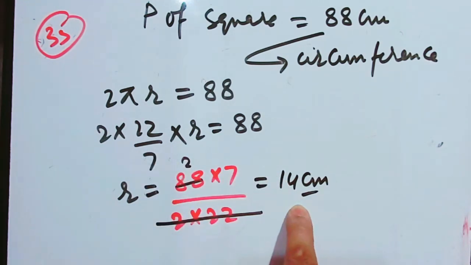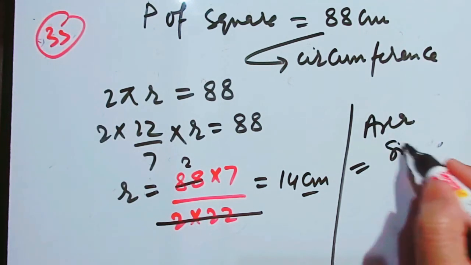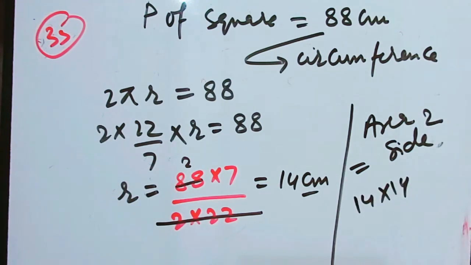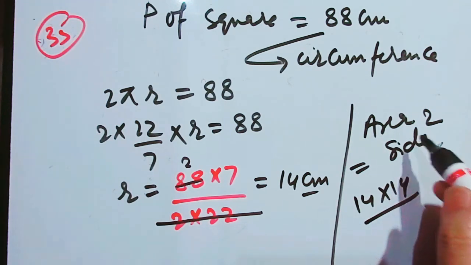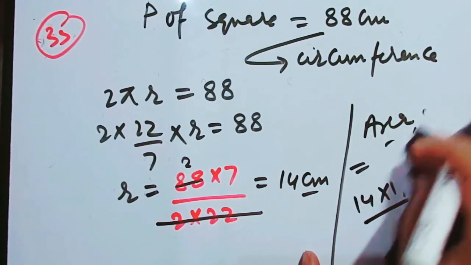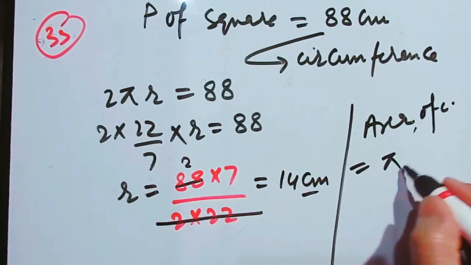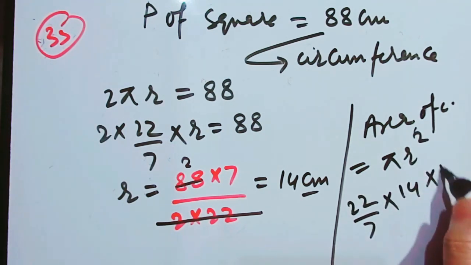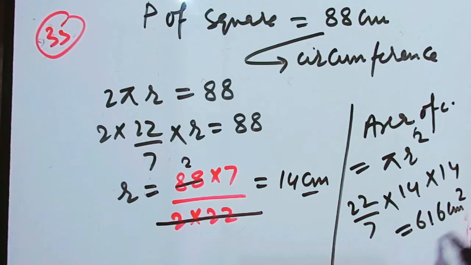So 7 2s are 14 centimeter as the radius. Now once you have found out the radius of the circle, can't you find its area? Area of the circle, my dear, not area of the square. So area of circle will be equal to pi r square. This means 22 by 7 into 14 into 14, which on cancellation will give you 616 centimeter square.